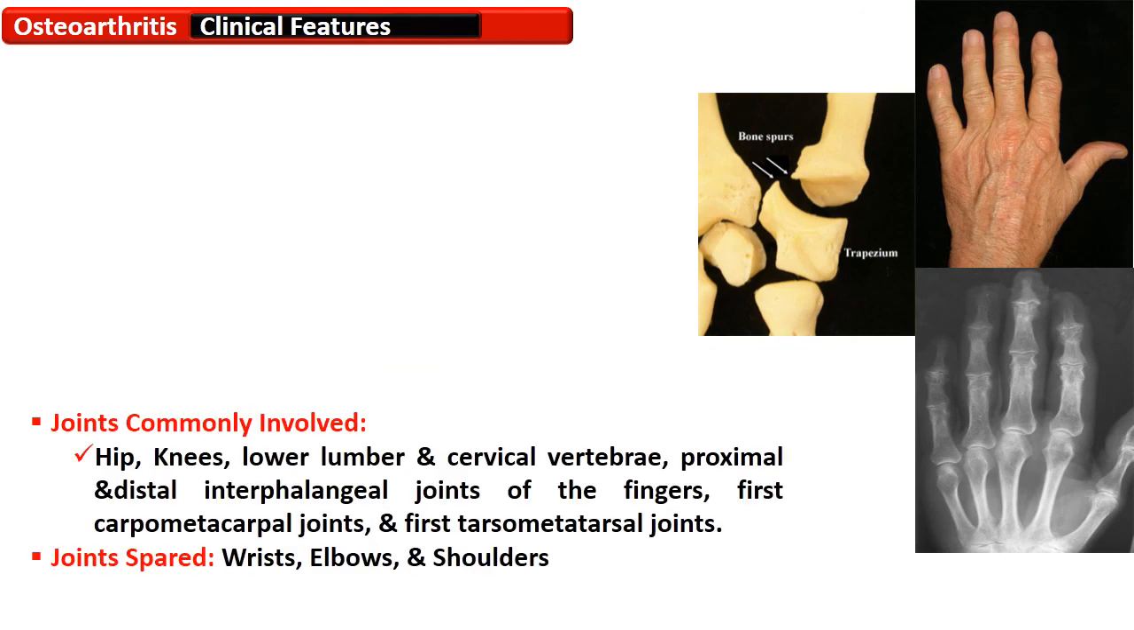The commonly affected joints are the hip, knee, lower lumbar and cervical vertebrae, proximal and distal interphalangeal joints of the fingers, first carpometacarpal joints, and first tarsometatarsal joint. A few joints of the body are spared from osteoarthritis. These are the wrist, elbow, and shoulder.